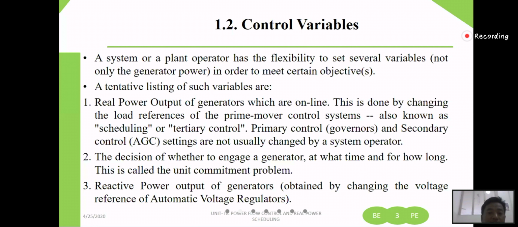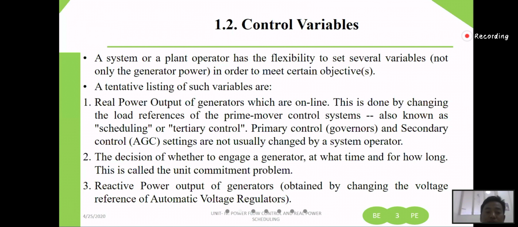Then another control variable is the decision of whether to engage a generator, at what time, and for how long. Which means if there are 4 generators, how many generators can be put in operation and for how long, and at what time. All 4 generators may not be required at once. Sometimes only 2 generators may have to be used. So then at what time these 2 generators have to be on, and for how long they have to be on.